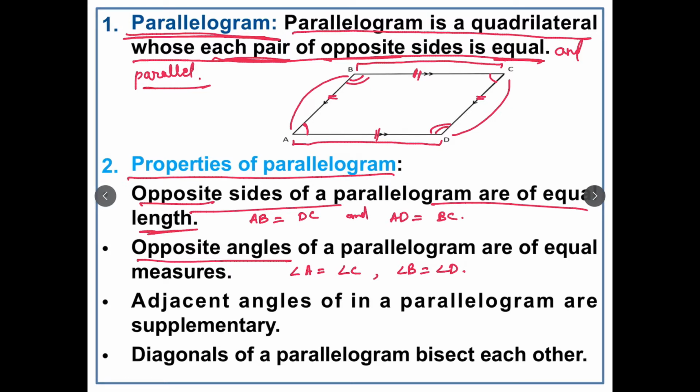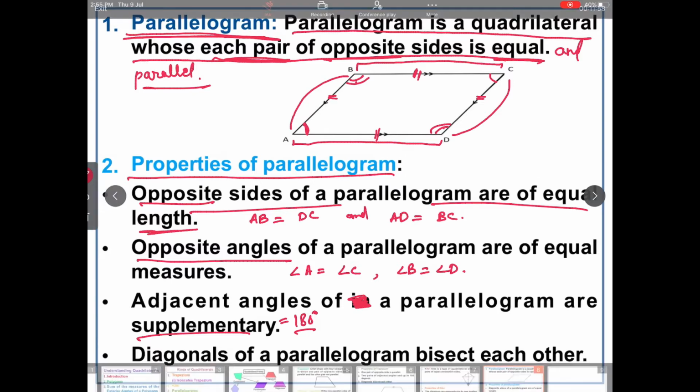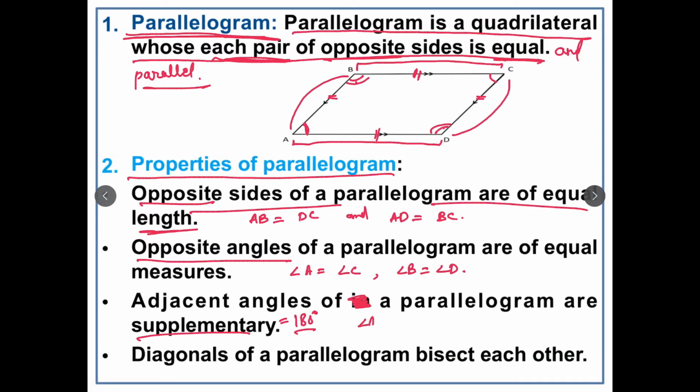Next, adjacent angles of a parallelogram are supplementary. Supplementary means their sum will be equal to 180 degrees. That means the sum of the adjacent angles is 180 degrees. The adjacent angles of A are either B or D, so if you add A plus B or A plus D, you will find their sum equal to 180 degrees. That is, angle A plus angle B will be equal to 180 degrees.